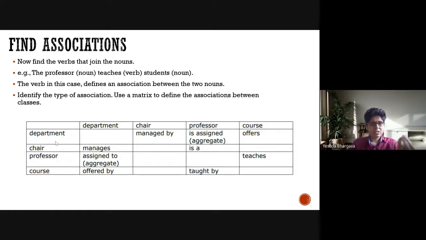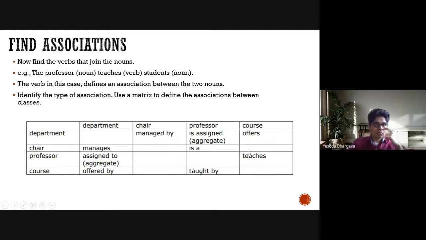And you can definitely use different words as long as they convey the meaning. You could have also said that a department is headed by a chair. In this case, it's written managed by. Then a department is assigned a professor, and the department offers a course. So these are the associations of department with all these three classes. Similarly, the chair manages the department, and the chair is a type of professor, and there is no relationship between chair and course.